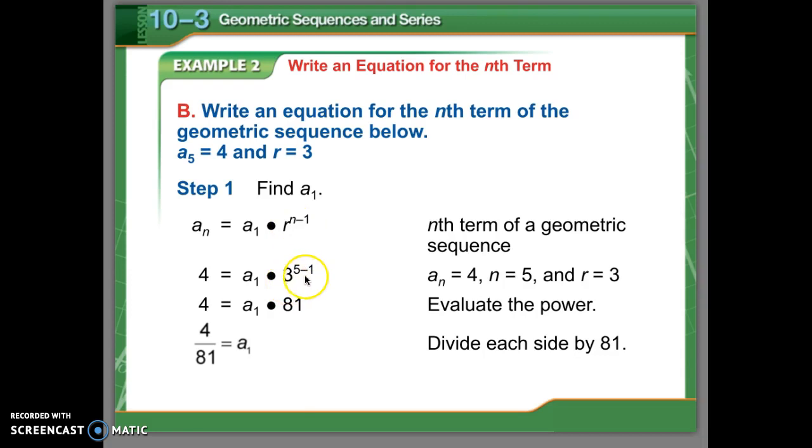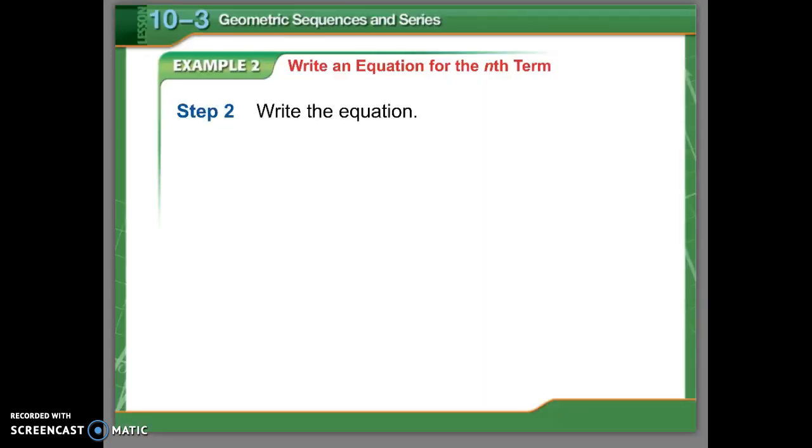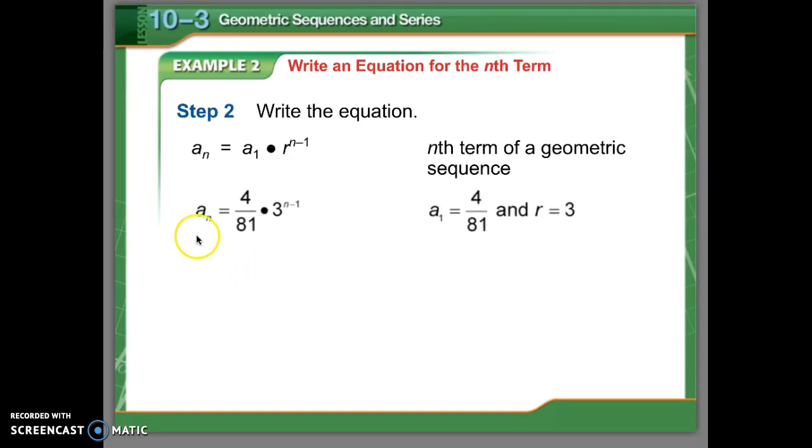5 minus 1 obviously is 4. 3 to the 4th power is 81. And then solving for a1, the first term, you get 4 over 81. So once we know the first term, now we can go ahead and write the equation. The general formula would be an equals 4 over 81 times 3 to the n-1 power.